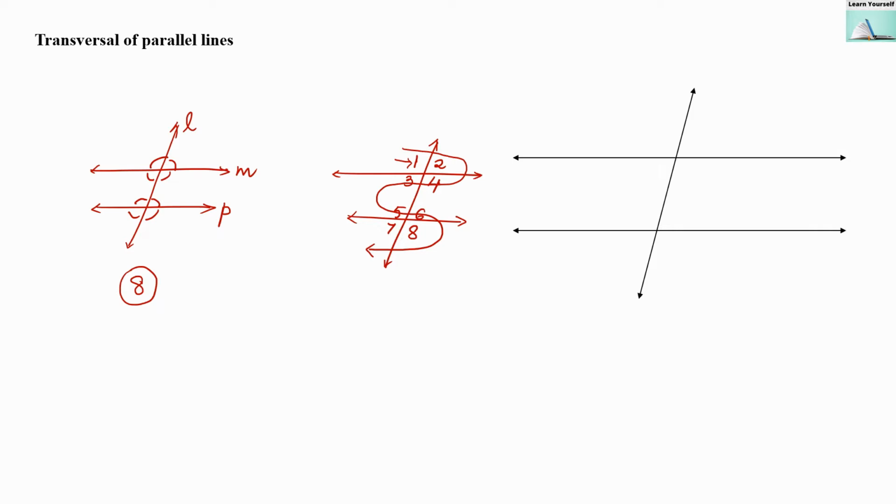Now based on these numbers, we are going to decide which angle is equal to which angle and which angles are supplementary. So it is important that you remember the pattern. Now this is my line P, this is my line M, and this is line L. Let us try this here: angle 1 is here, angle 2, angle 3, angle 4. Now again we go here, angle 5, angle 6, angle 7 and angle 8. So if you remember this pattern, it will be easy for you to give the numbering.